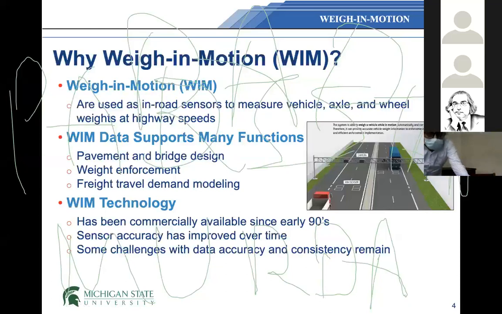So why do we need WIM? In the US, in Canada, and in Europe, mostly we use WIM sensors in the roads to measure the vehicle and axle loads. And these loads are used for pavement and bridge design.